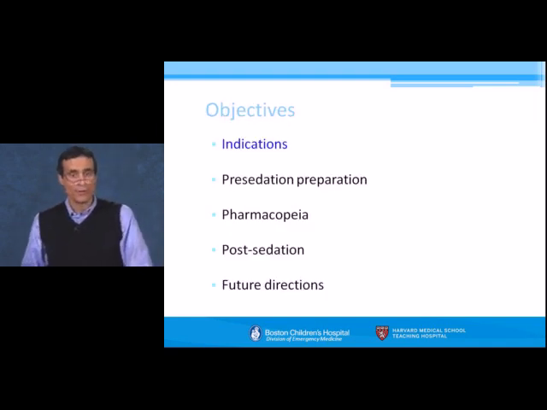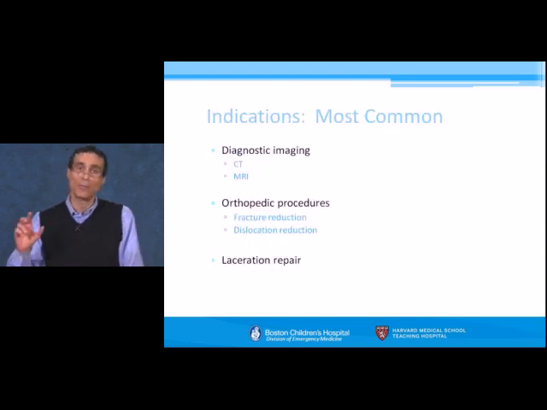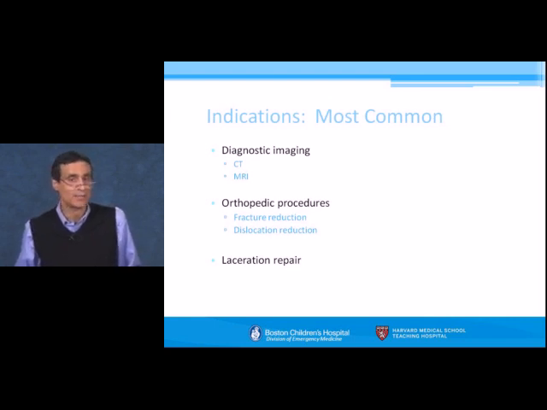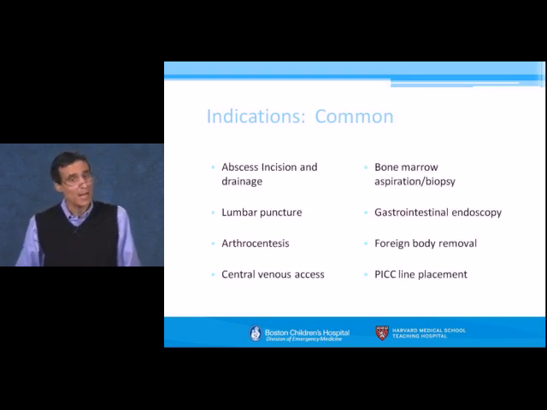In terms of indications or procedures, we'll start from the most common and then the least common. So the most common are diagnostic imaging, CT and MRI, orthopedic procedures, primarily fracture reduction and dislocation reduction, and laceration repair in young children. The common procedures include abscess, incision and drainage, lumbar puncture, arthrocentesis, central venous access, bone marrow aspiration and biopsy, gastrointestinal endoscopy, foreign body removal, and PICC line placement.